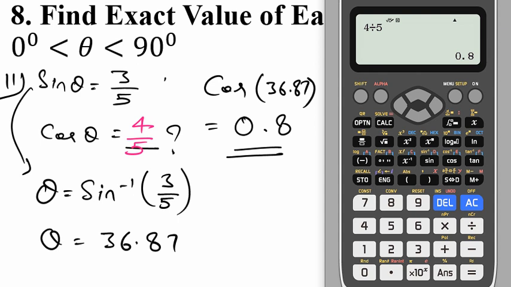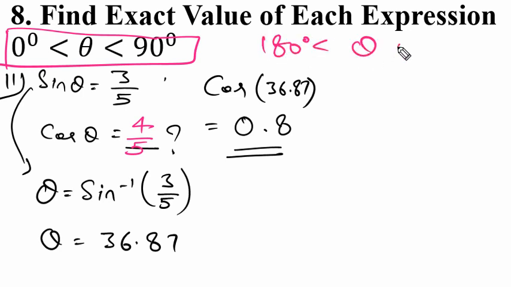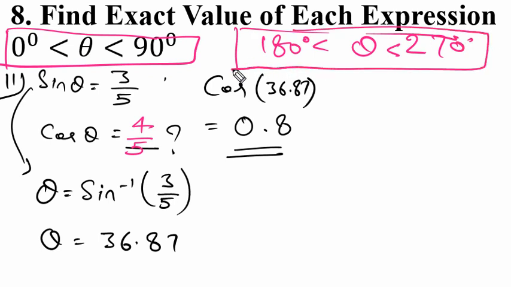But here one thing is important, that you need to see the interval. In part 2 I will talk about 180 degrees to 270 degrees. In that one you will see how I can solve more questions and what the sign will be, the positive sign or negative sign. So that's it for this video, or else this video will be too long. So yep, see you in the next one.